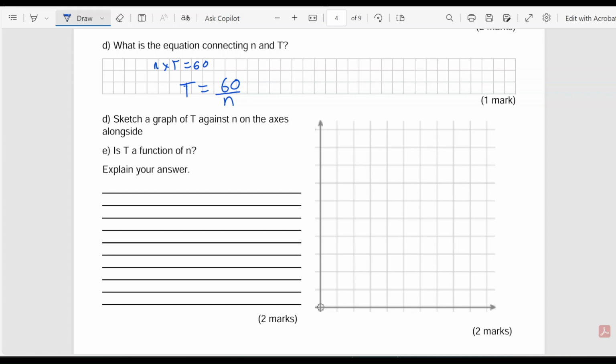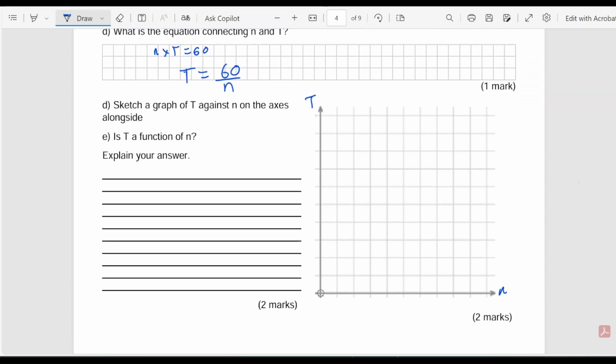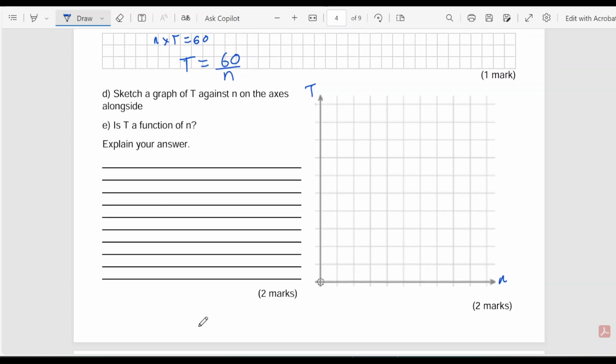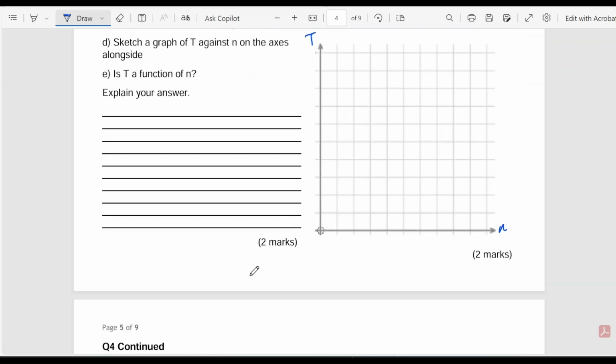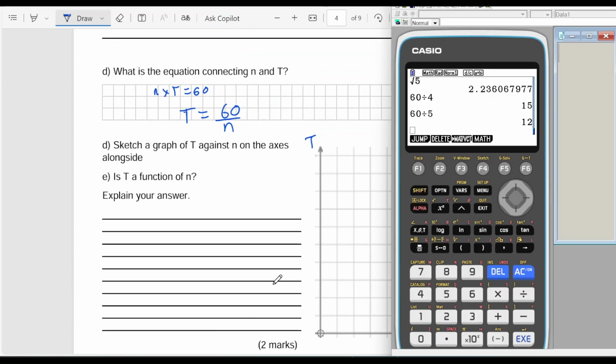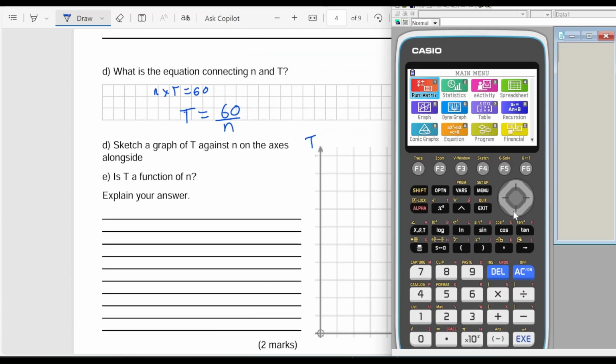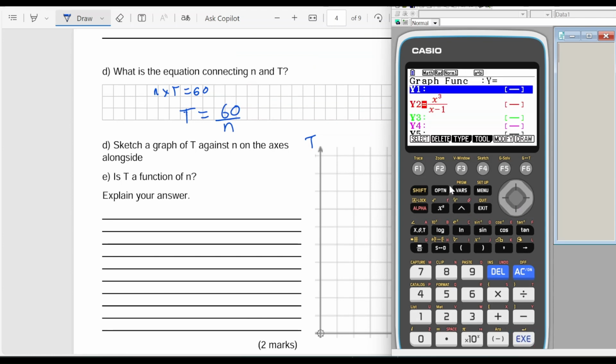Sketch a graph of t along the axis alongside. So this will be t here and n here. So what we've got to do is graph 60 over n. And basically, I'll show you 2 strategies for this. So one strategy is you want to get the graph here and then just graph 60 over, we'll have to use x in the calculator rather than n, just because there's no real n button for graphing. There it is. And let's just get the top right half of this.